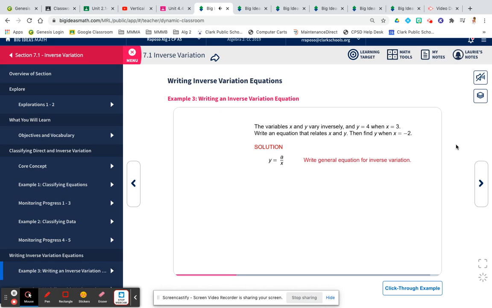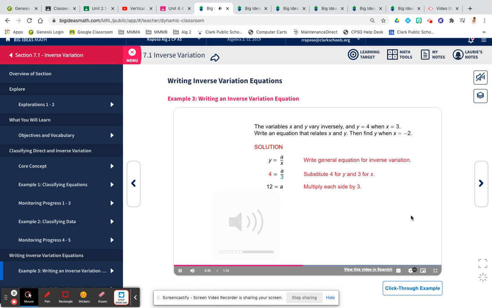First, write a general equation for inverse variation. Y equals a divided by x. Substitute 4 for y and 3 for x to get 4 equals a divided by 3. Multiply each side by 3 to get 12 equals a.